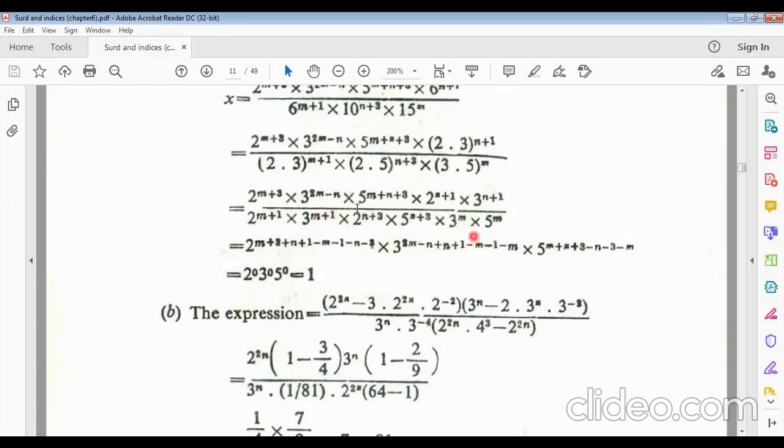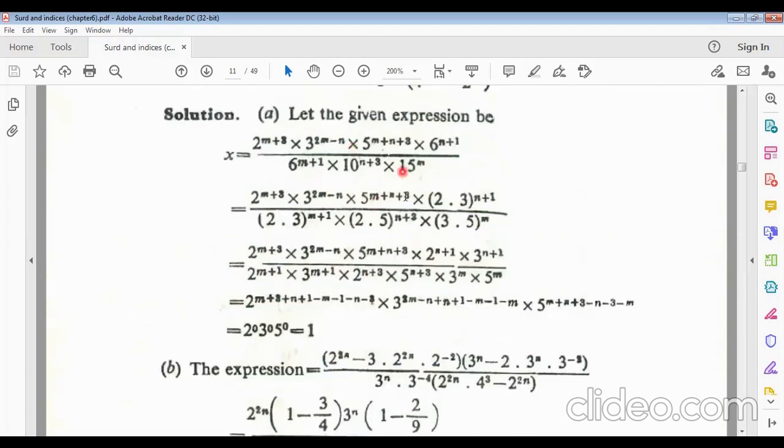Okay. Similarly for 5 to the power n plus 3 and 5 to the power m. So this power will have its sign changed, minus n minus 3 and this power minus m. So adding all powers for each base, we get 2 to the power 0, 3 to the power 0 and 5 to the power 0. You must know something to the power 0 equals to what? 1. So we get the simplification 1.